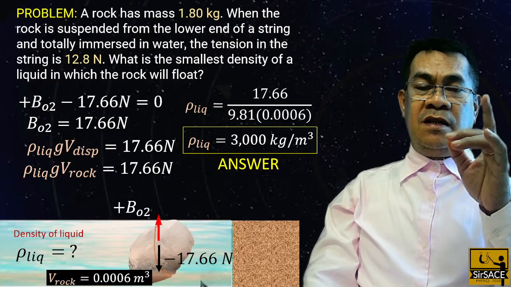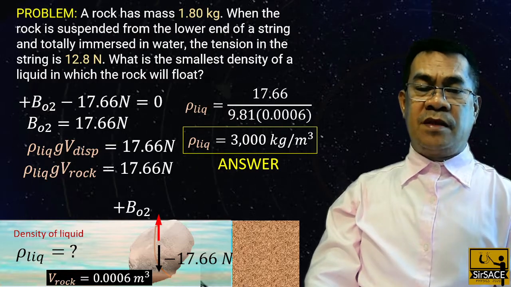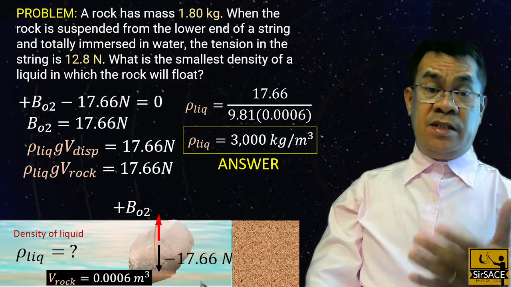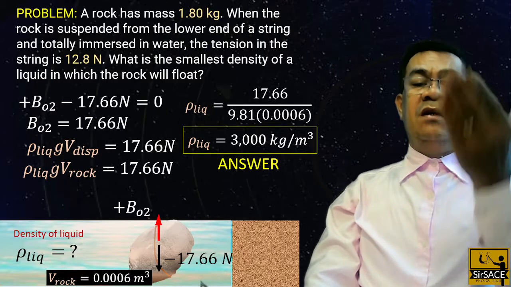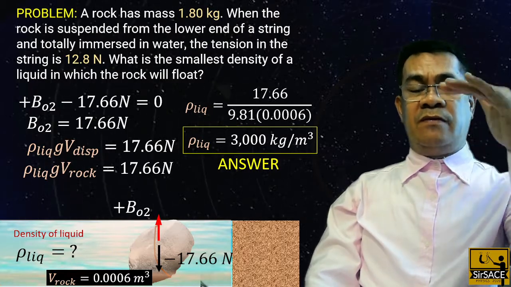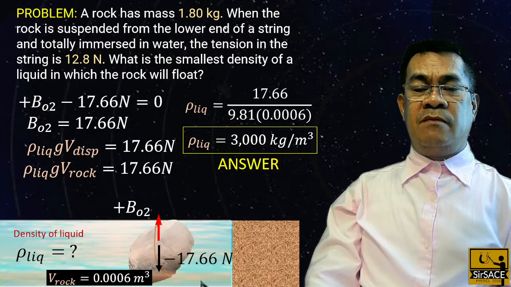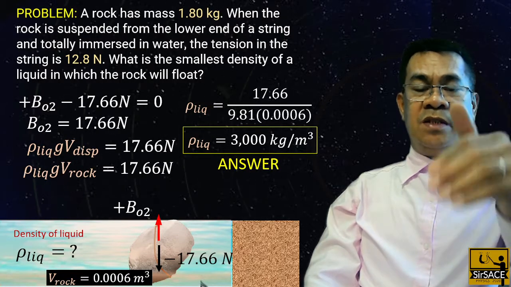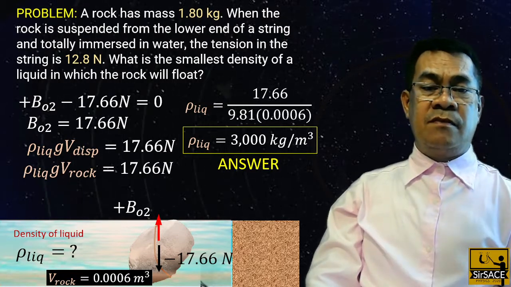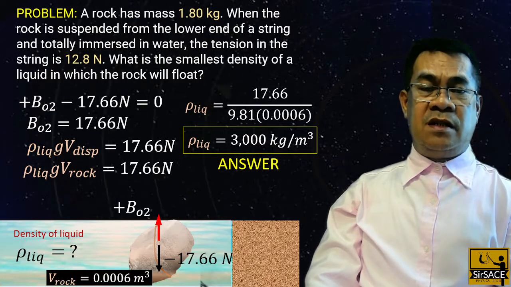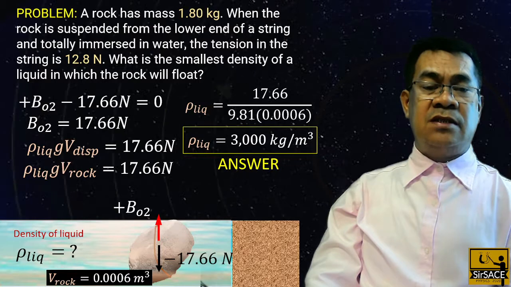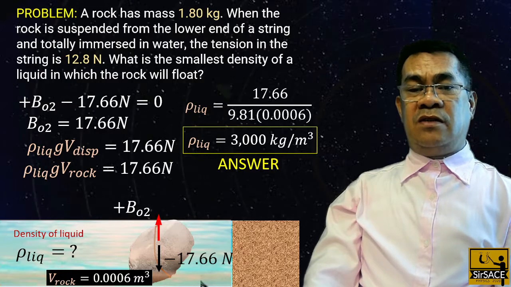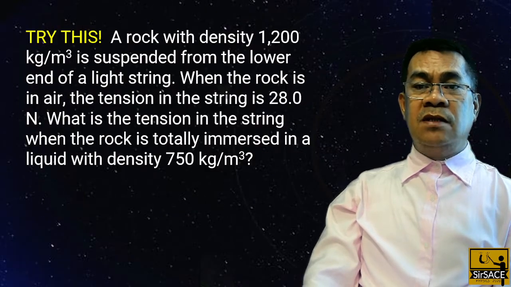The density of the liquid. This is the density where the stone will float. The minimum density, meaning greater than this, it will move upward until it will float totally. But this is the minimum, because this will happen without the support of the tension of the cord, meaning you can ignore the tension, and that will be the minimum density. Lower than 3,000 it will submerge, but greater it will float. So this will be the minimum density of the liquid.